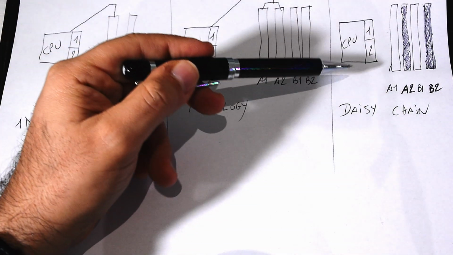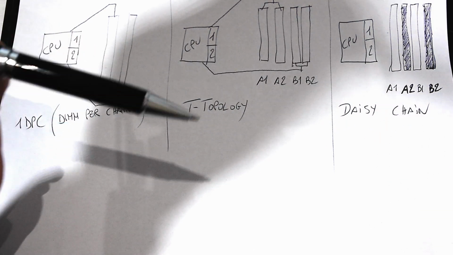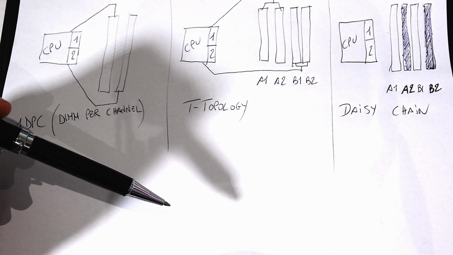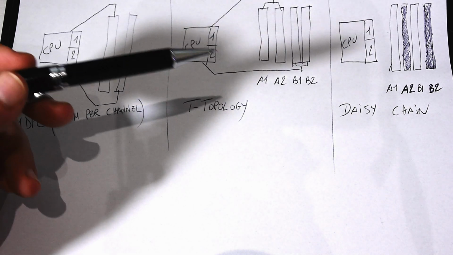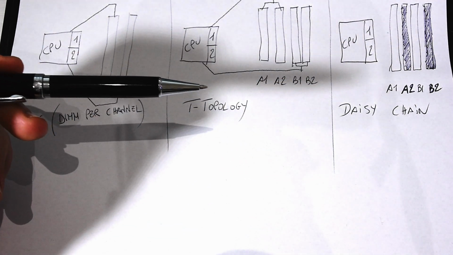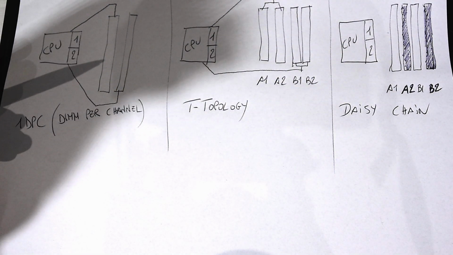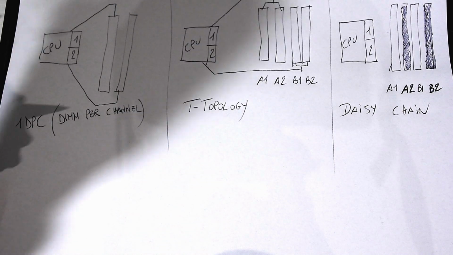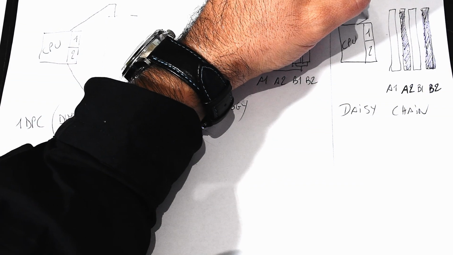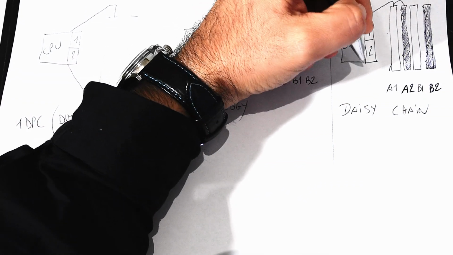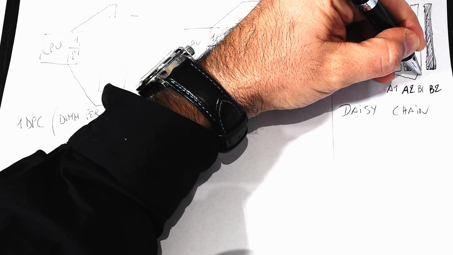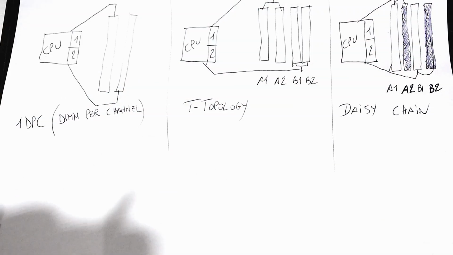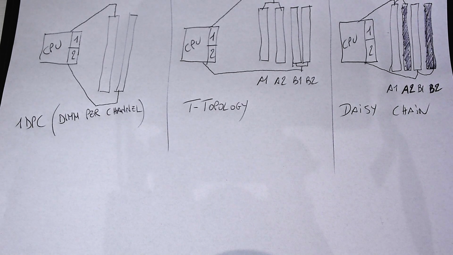The last configuration that we have, the layout daisy chain, it's so called since the interconnection between the CPU and RAM slots have a shape of daisy petals. So the interconnection happens like this. And this is the easiest layout to produce, so it's usually also the cheapest one.